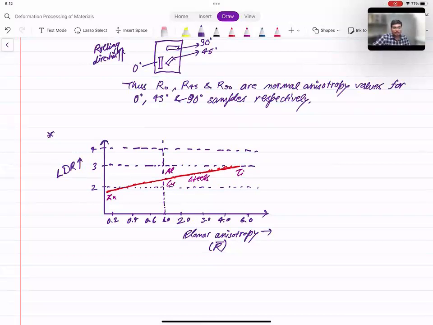So values of this R bar for steel range from around 2.5 to 3, and for aluminum it is around 1 to 1.5. Let me write it here also. For steels, R bar is in the range of 2.5 to 3. For aluminum, R bar is around 1 to 1.5. Okay.